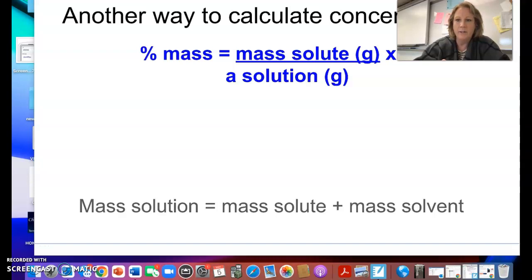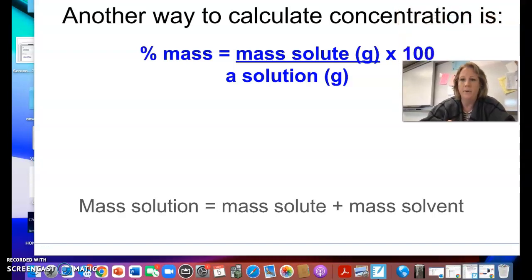Hi, this is a recording that's going to show you another way to calculate concentration in chemistry. We already know how to do molarity calculations. This is just another way to figure out how much of that solute really is dissolved in the solution. The equation that we're going to use, and what we're solving for, is something called percent mass.